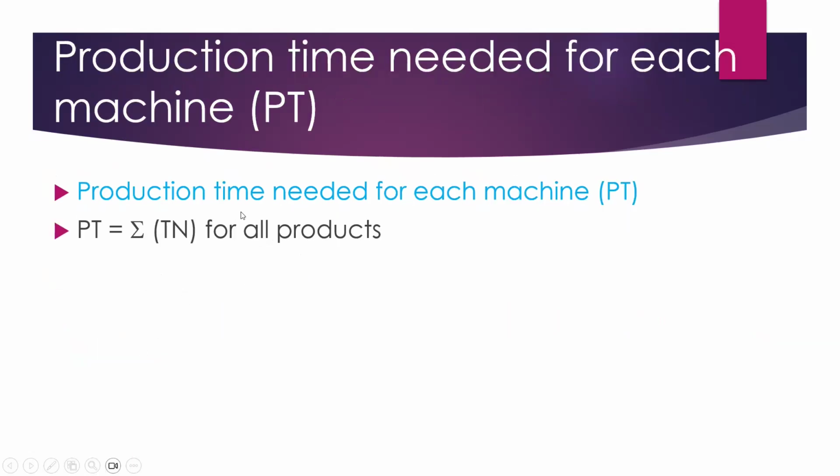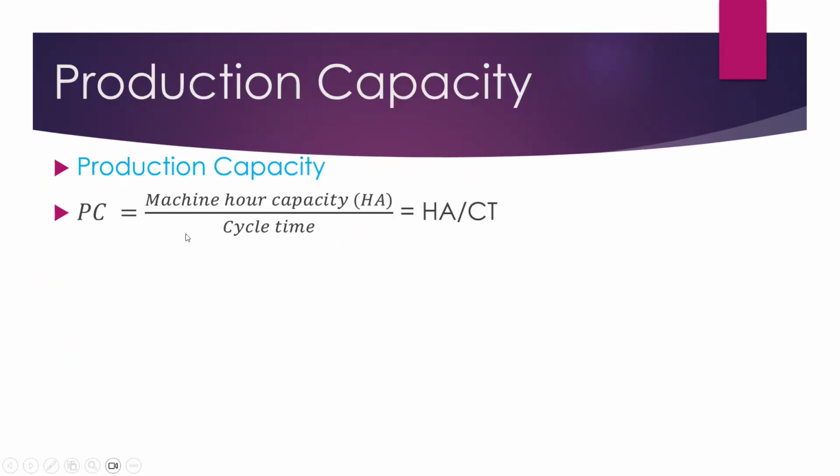Then production time needed for each machine. This is in case the machine is producing various products. So it is the summation of the time required for all the products. Production capacity is equal to machine hours availability, that is HA, divided by cycle time. So this will result in the number of products which a machine can produce.